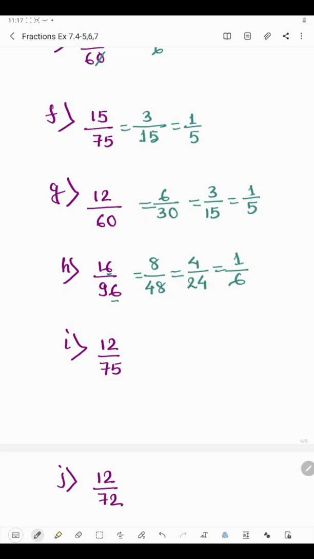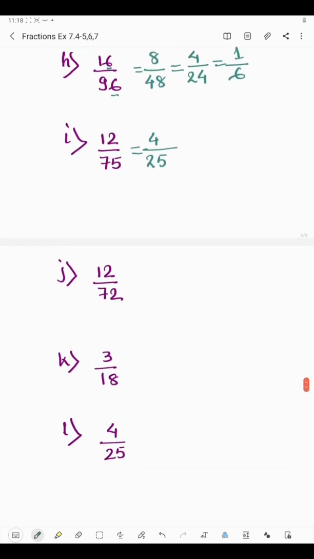Okay, now in the I part we have 12 by 75. Now here 12 comes in 3's table, and if you find the sum of the digits, then 7 plus 5 is 12. 12 comes in 3's table, so it will be divisible by 3. So we will divide the numerator and denominator by 3. So 3 4s are 12, 3 2s are 6, 3 5s are 15. So 4 by 25 is already in reduced form. We cannot cut further. So it is 4 by 25.